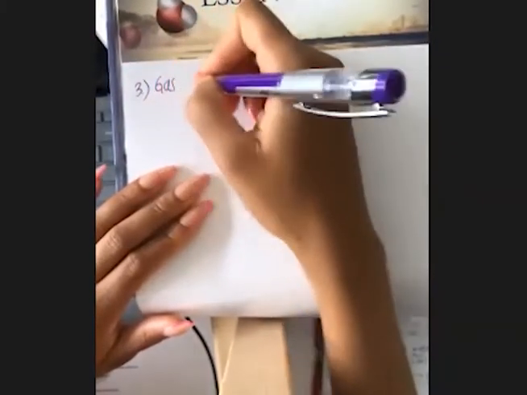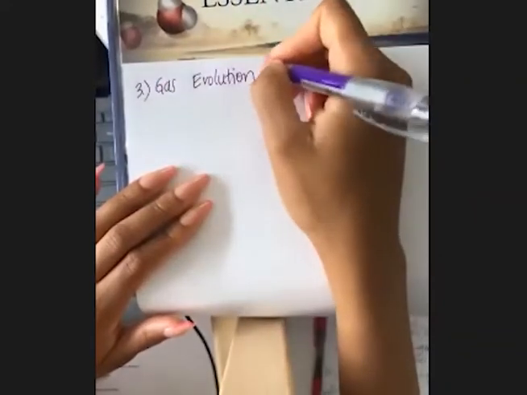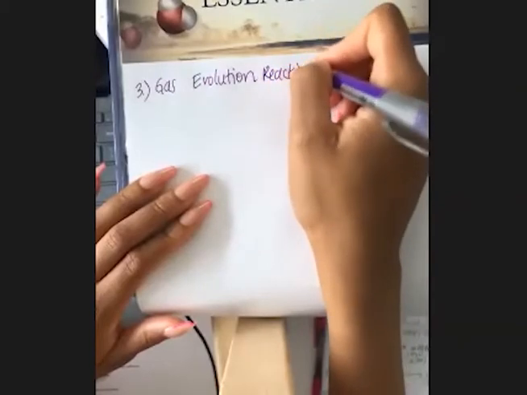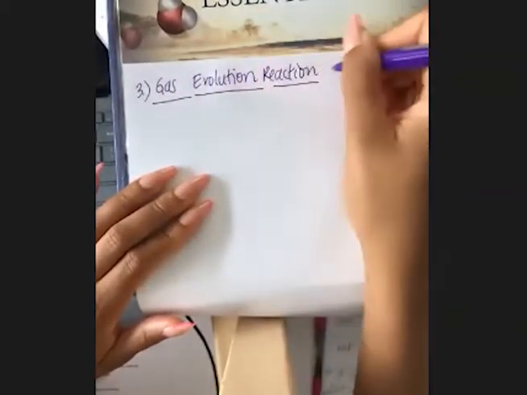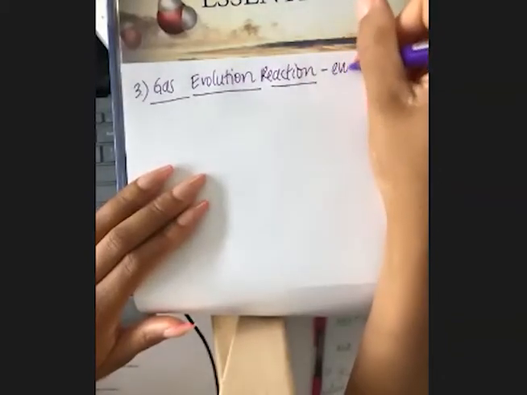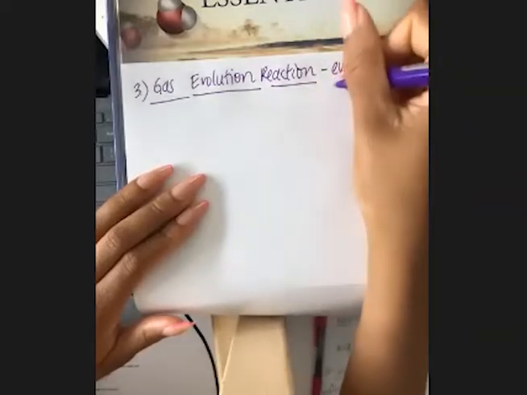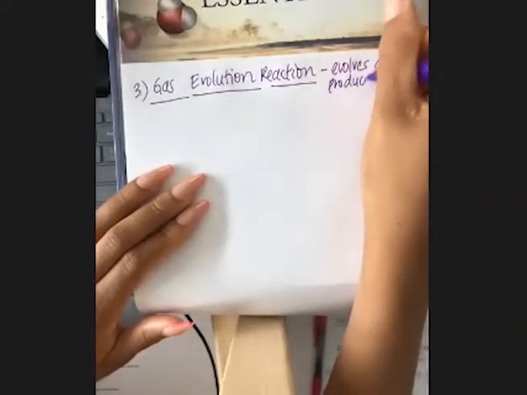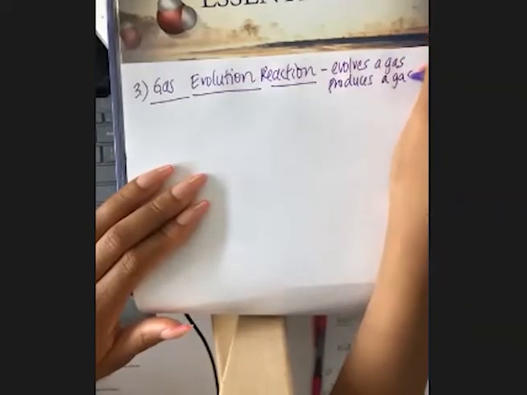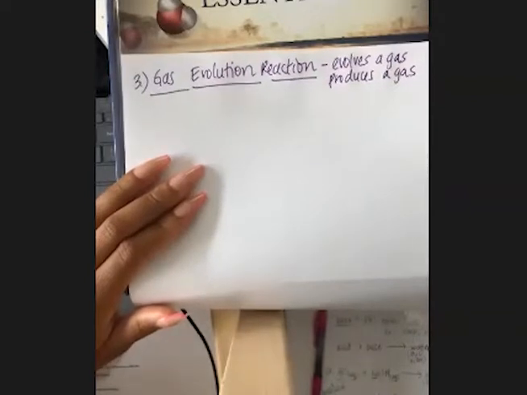So gas evolution reactions follow the double displacement scheme. It's what it sounds like: it evolves a gas, or produces a gas. So instead of producing a solid like a precipitation reaction, or producing liquid water like the acid-base reaction, it's going to produce a gas instead.